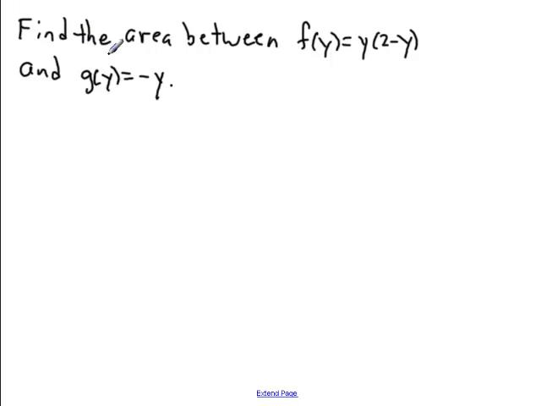Find the area between f of y equals y times 2 minus y and g of y equals negative y. So let's start off by graphing. Here we have a parabola, and in the form that our parabola is given to us, it's easy right away to find out what the intercepts are. The intercepts are 0 and 2 on the y-axis.